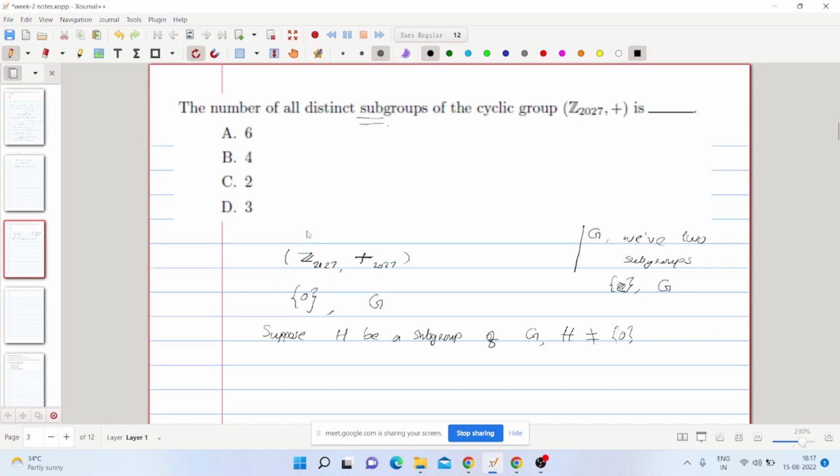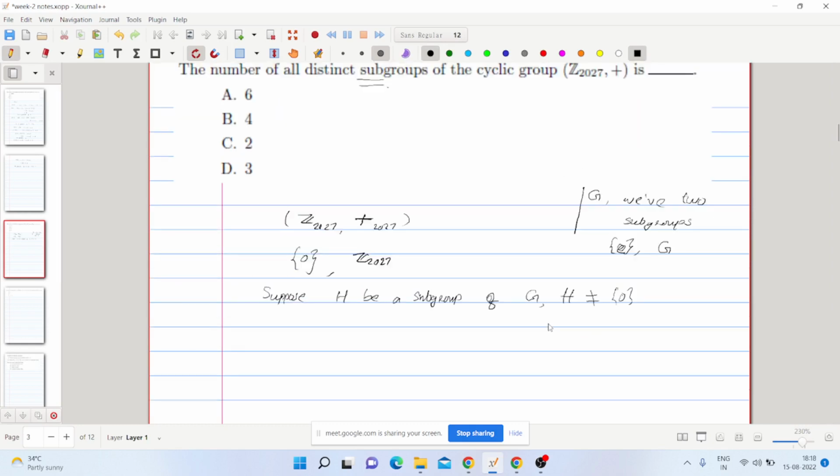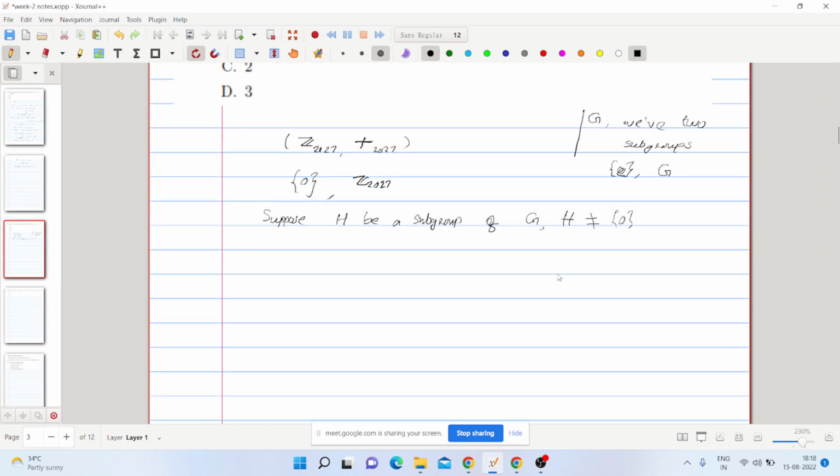First we want to, okay, is this clear? 0 and G are subgroups of, sorry, 0 and 2027 are subgroups of this. Is this clear? Yes. Okay. I think we will approach it in another way.